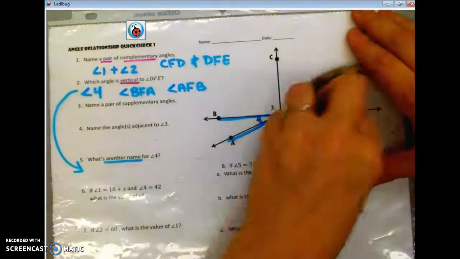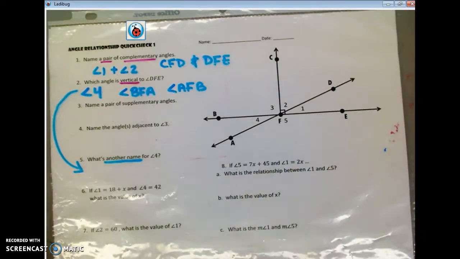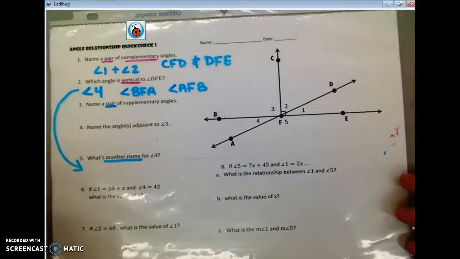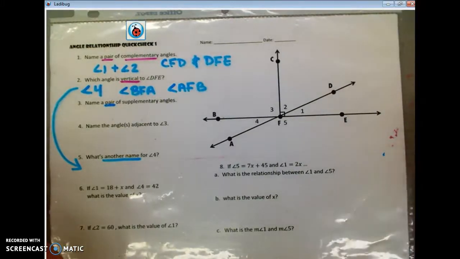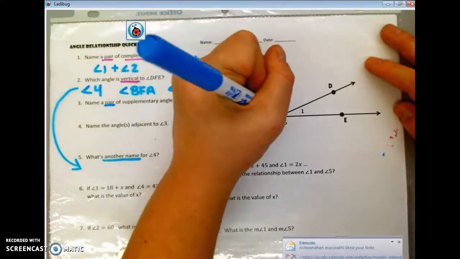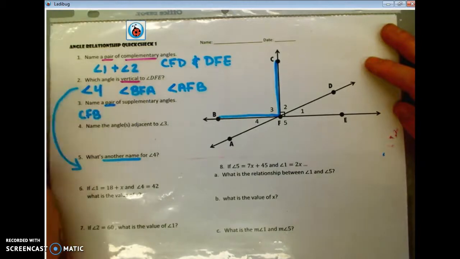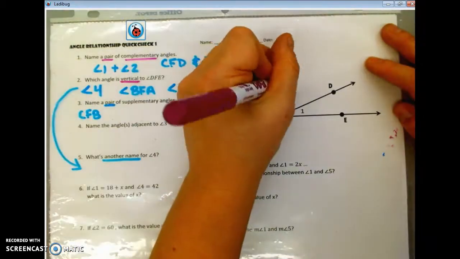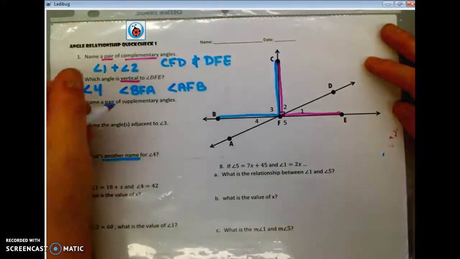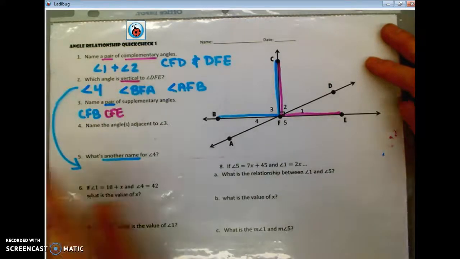Okay, number 3 says name a pair of supplementary angles. Pair, again, means two. Supplementary means the two angles add up to 180. There's quite a few here, all right? Let's start with CFB. So if you wrote CFB, its pair would be CFE, two 90-degree angles. So CFB and CFE work as a pair.